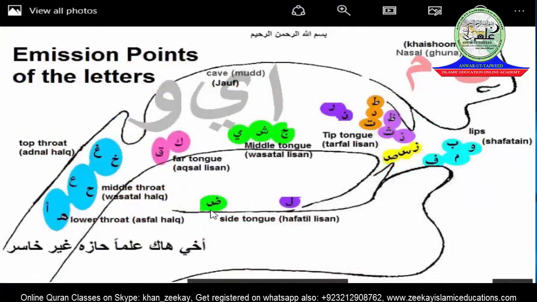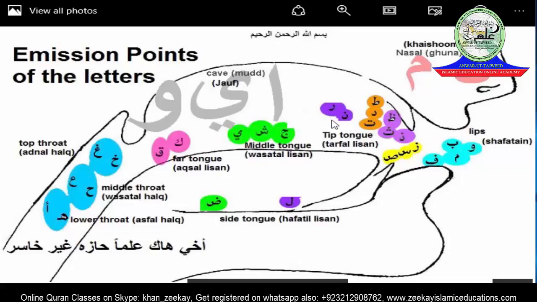The next letter was letter lam, and it is pronounced by the edge of the tongue when it touches the gums of teeth, which is extended from premolars from one side to another side. It means that it will be approximately this part of our palate.